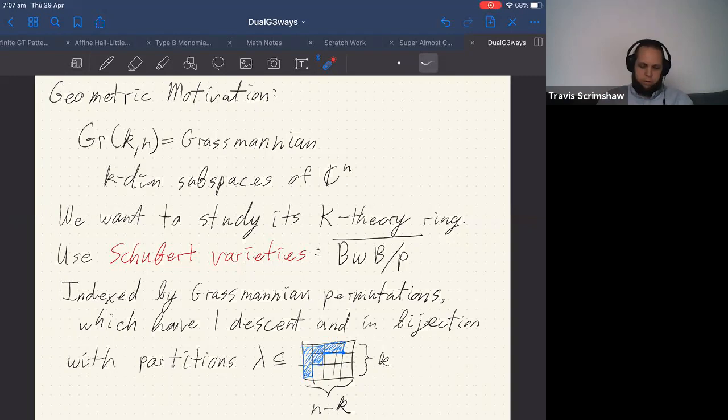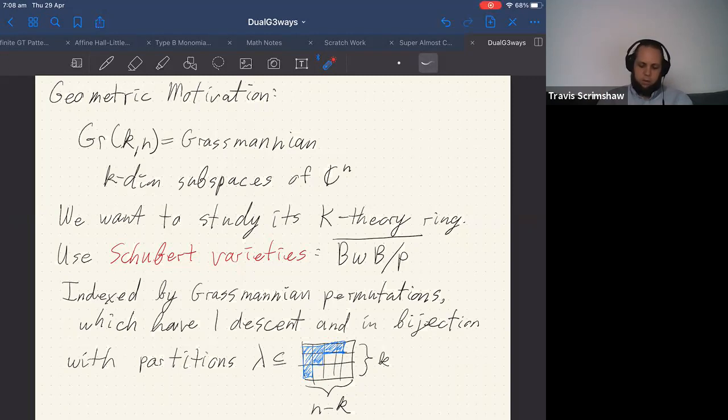In particular, for the Grassmannian, these are indexed by W, an element of the Weyl group, which you can think of as the permutation matrices. In this case, that's the standard choice for B being the upper triangular matrices here. What makes these permutations special is they have one descent in them. If you think of a permutation written in one-line notation, there's precisely one place where the sequence is decreasing.